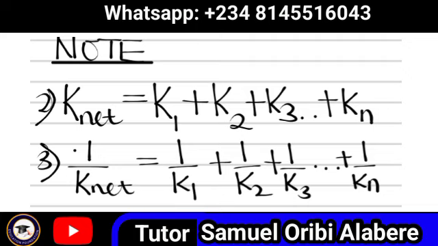Now that we've taken note of the following points, in our next video we'll be looking at some sample problems relating to the stiffness of a material or the stiffness of an elastic material.